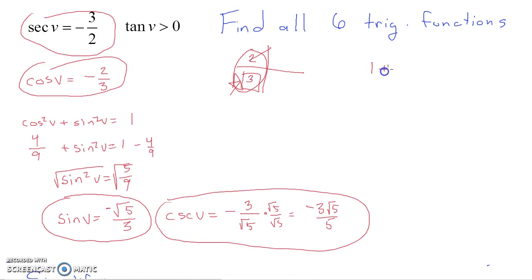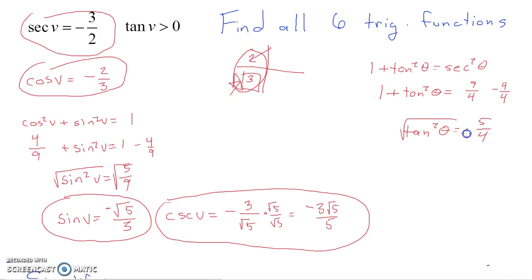So I know that 1 plus tangent squared equals secant squared. Secant squared is 9/4. So I'm going to subtract that 1 over, so that'd be 4/4. So I'm going to do 9/4 minus 4/4. Let me just write that out here. That's going to be 5/4.